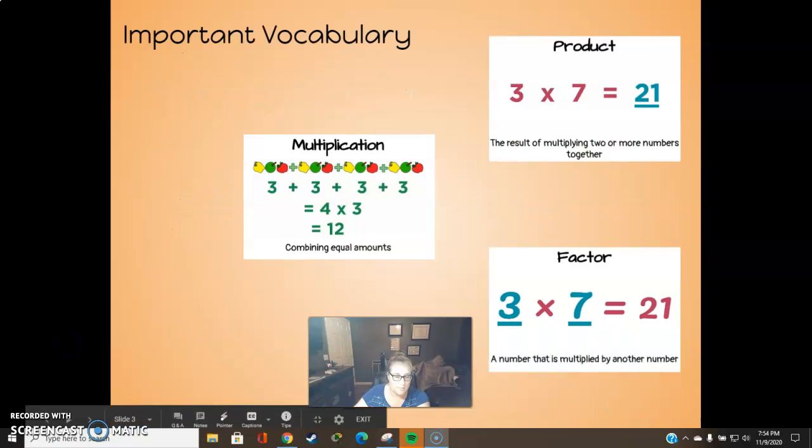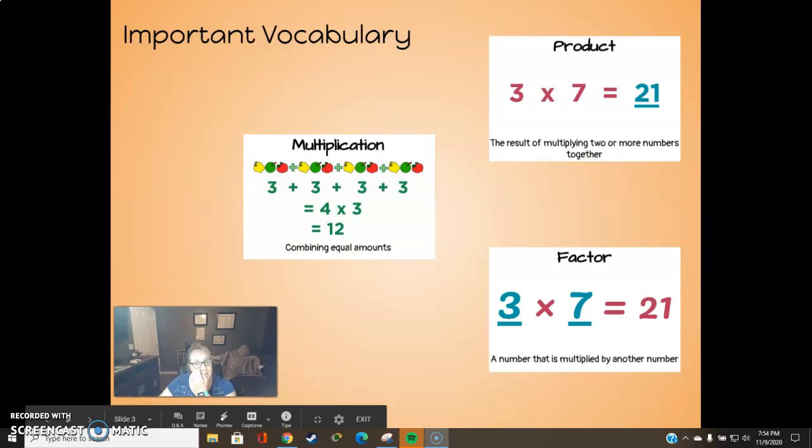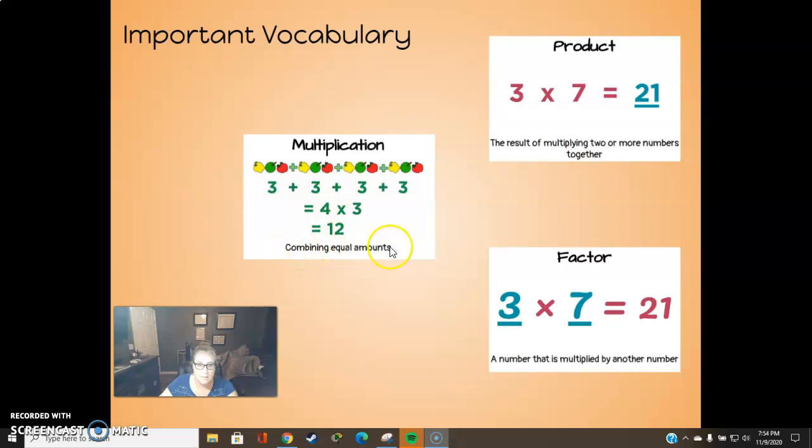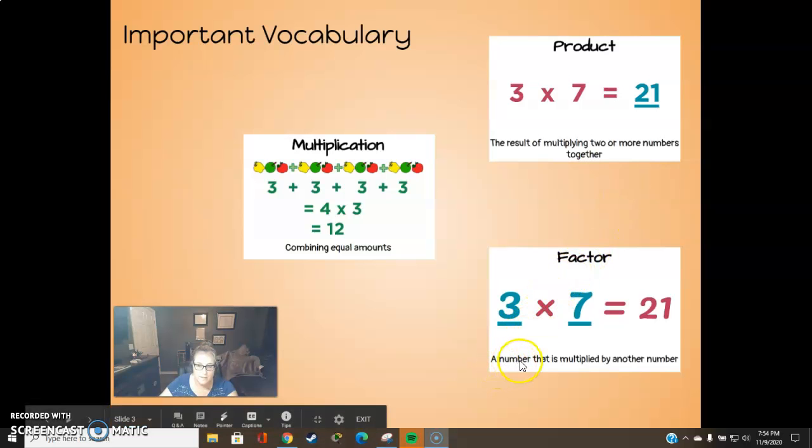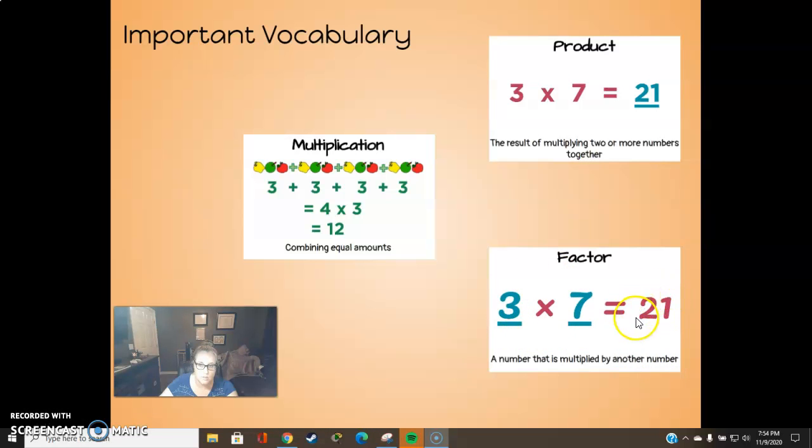Here are our vocabulary words for today. We have 3 words. The first word is multiplication, and when we multiply, we are combining equal amounts. Our next word is product. When we are finding the product, it's the result of multiplying 2 or more numbers together. So the product is our answer to a multiplication problem. The last one is factor, and a factor is a number that is multiplied by another number. So in this example, 3 and 7 are the factors, and 21 is the product.